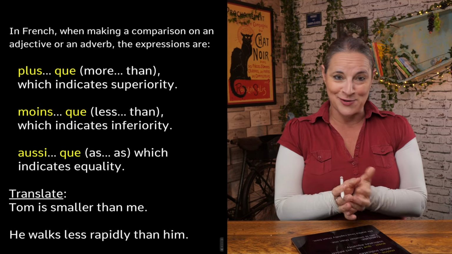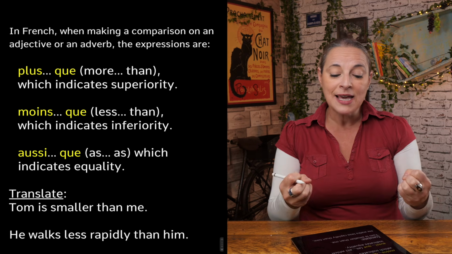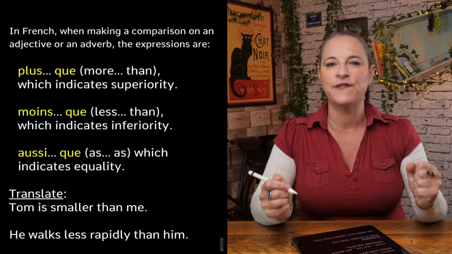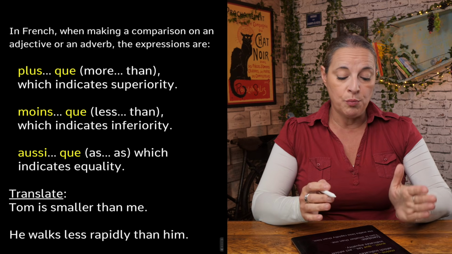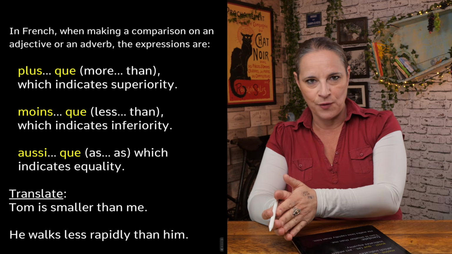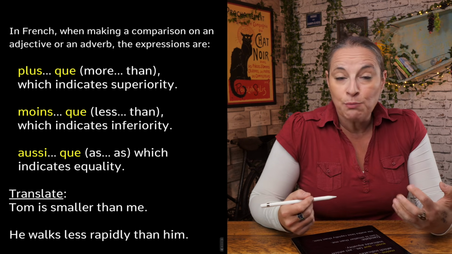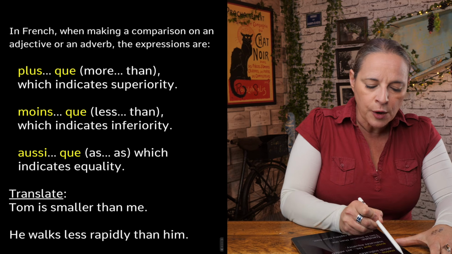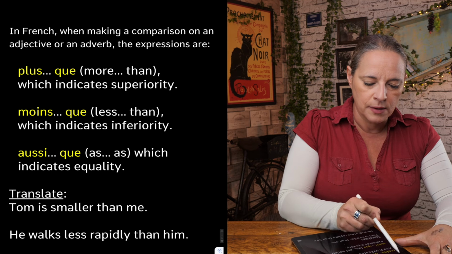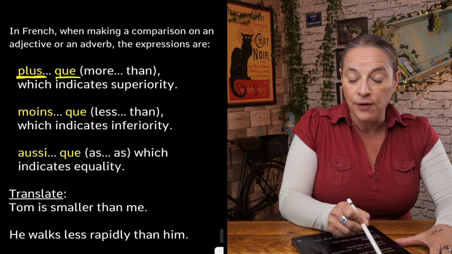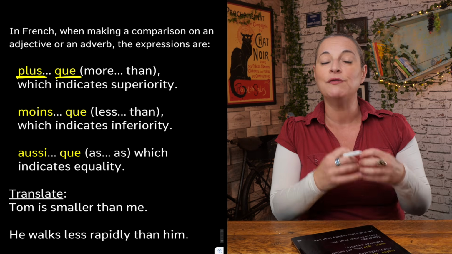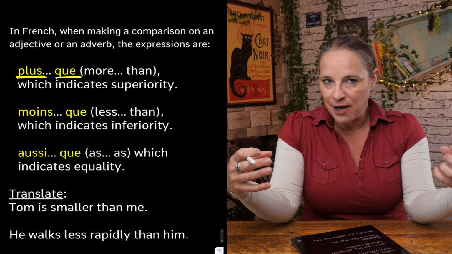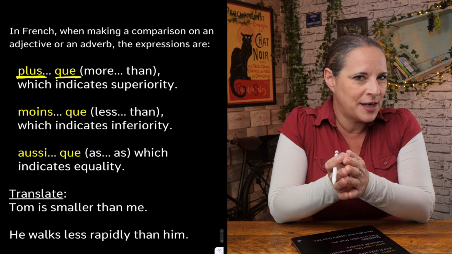So if you look at my screen here, in French, when making a comparison on an adjective or an adverb, the expressions are as follows. Now, you use plus and then que, okay? But I know that you read plus, we say plus, and then the adjective. So, for example, plus, as you can see here, plus, okay, and then que. I read it as plus as because when you read the word plus on its own, it's plus with an S. However, when you have it as a comparative, then the S disappears, okay?